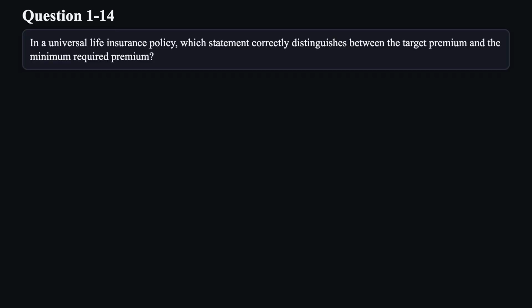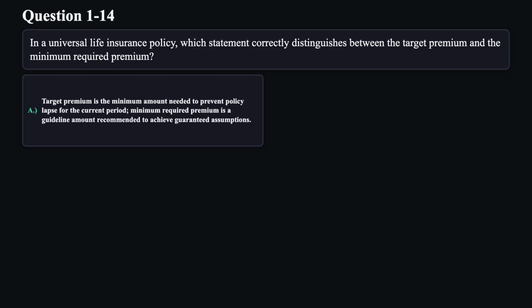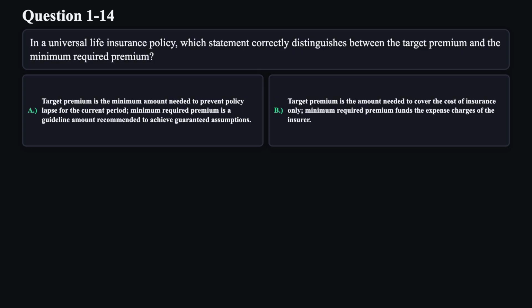Question 14. In a universal life insurance policy, which statement correctly distinguishes between the target premium and the minimum required premium? A. Target premium is the minimum amount needed to prevent policy lapse for the current period. Minimum required premium is a guideline amount recommended to achieve guaranteed assumptions. B. Target premium is the amount needed to cover the cost of insurance only. Minimum required premium funds the expense charges of the insurer.